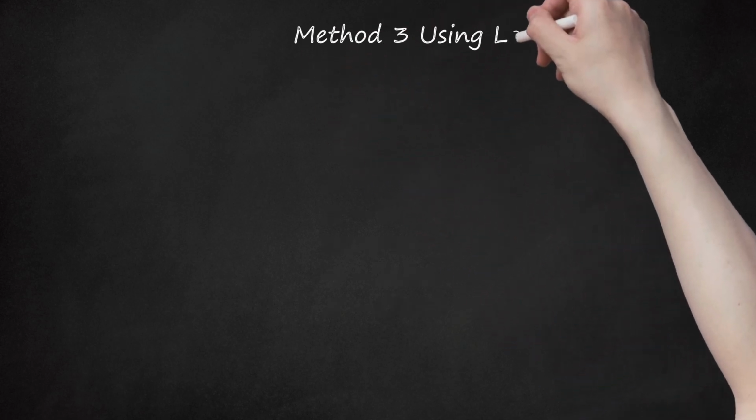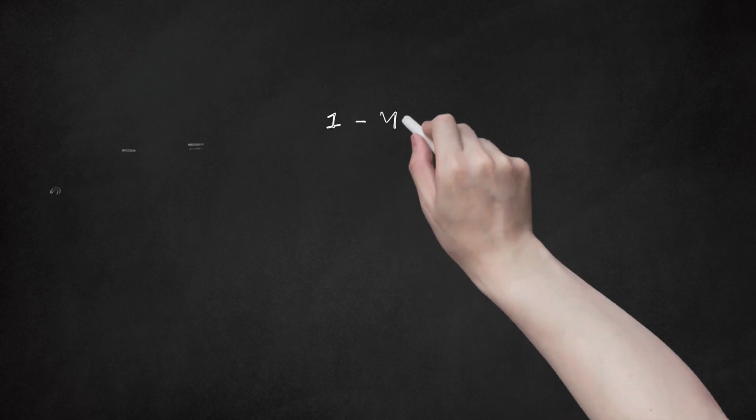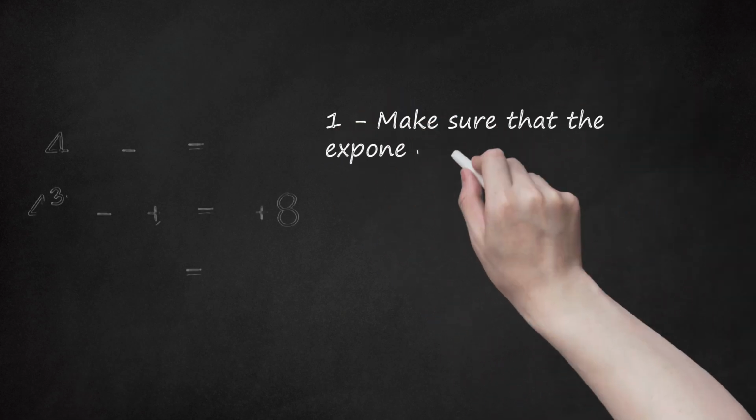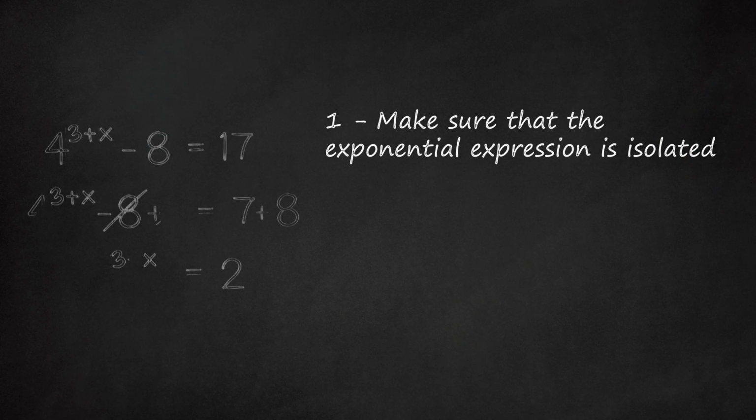Method 3. Using logs for terms without the same base. 1. Make sure that the exponential expression is isolated. One side of the equation should be the exponent, the other should be the whole number. If not, modify the equation so the exponent is alone on one side.